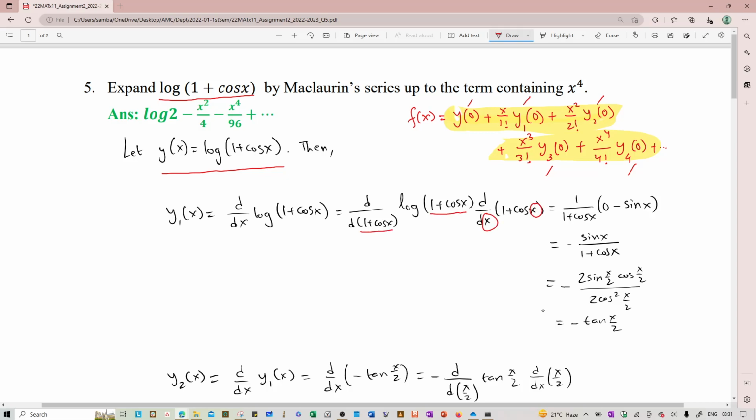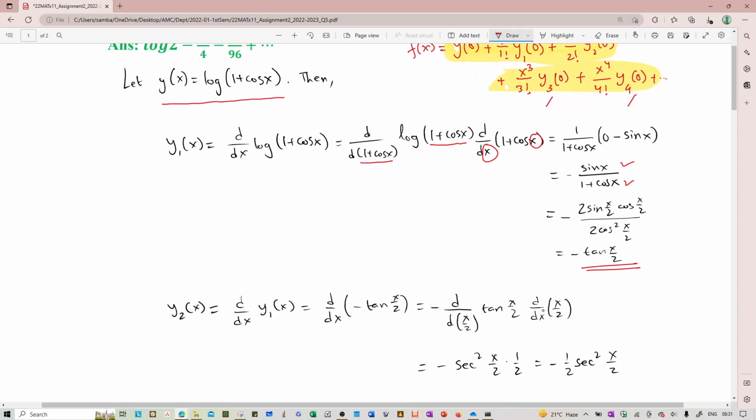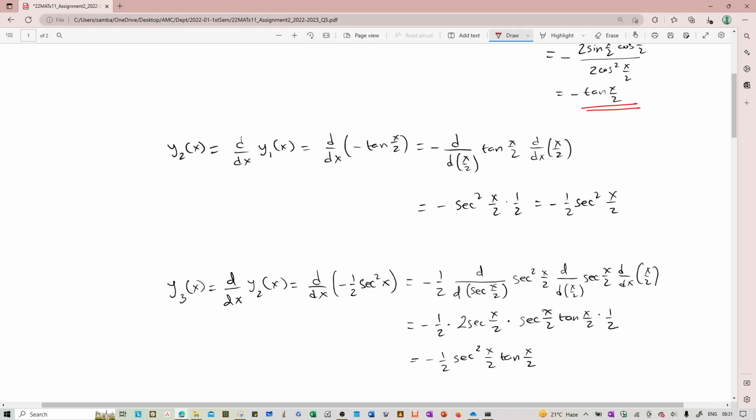And we get minus sin x divided by 1 plus cos x. And then, sin x is 2 times sin x by 2 cos x by 2, and 1 plus cos x is twice cos squared x by 2, and we get negative tan x by 2, right? Now, the second derivative is basically the differentiation of the first derivative, right? It's equal to d/dx of negative tan x by 2. Again, here we use the chain rule. x by 2 is the new variable, and x is the original variable. So we get negative half sec squared x by 2.